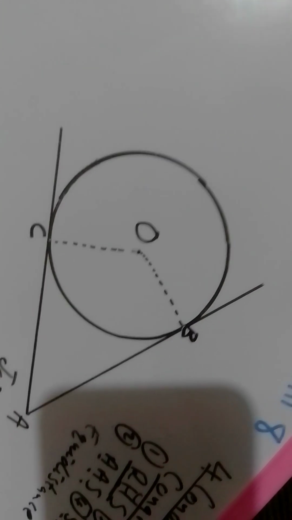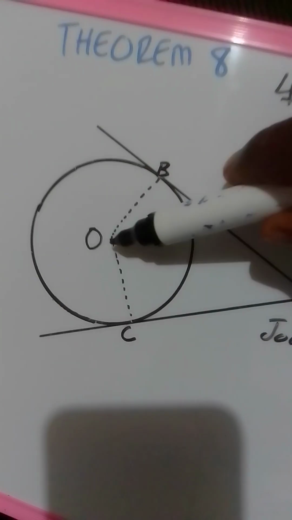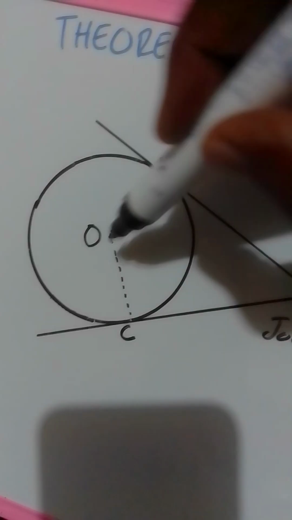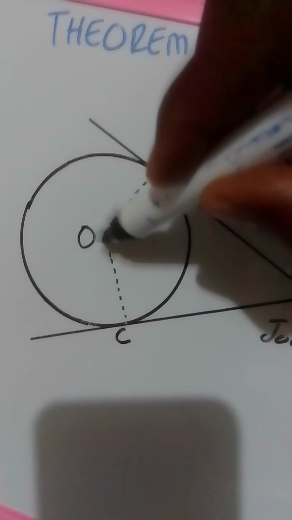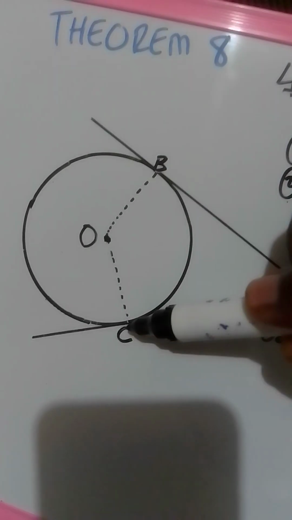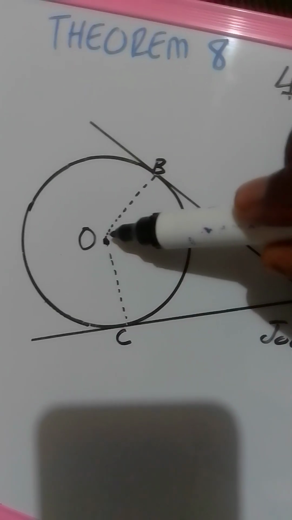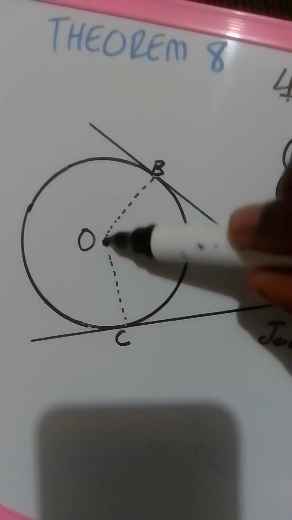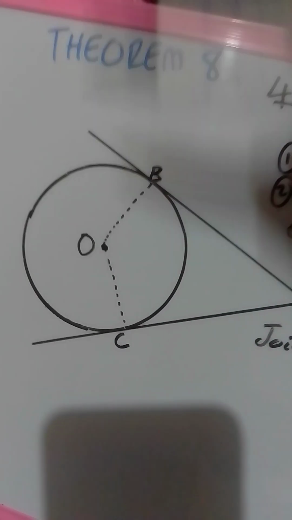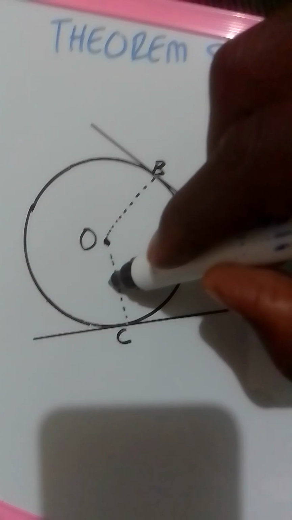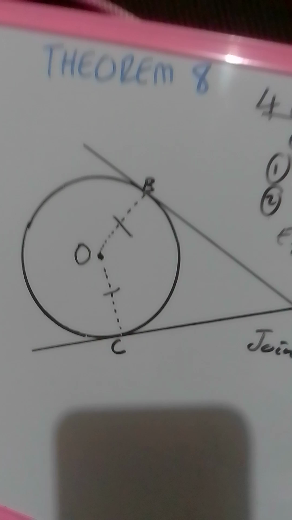All right, there, I have joined. Now, remember, where did I join? I joined from point O, which is the center. Very, very important. From the center to the circumference, we call it the radius. So line OC and line OB are radii. Meaning to say that this line is equal to that line, right?